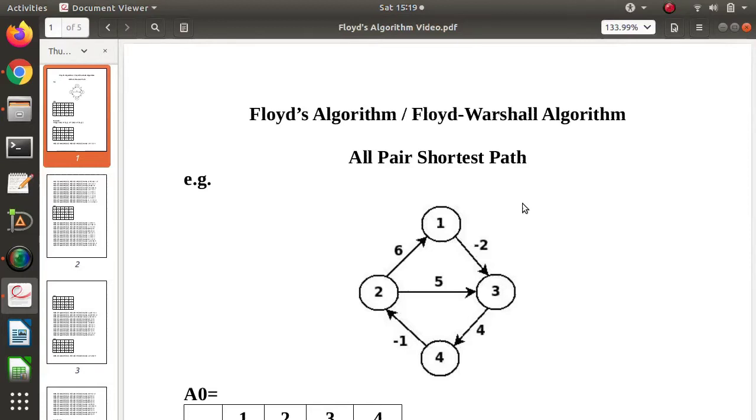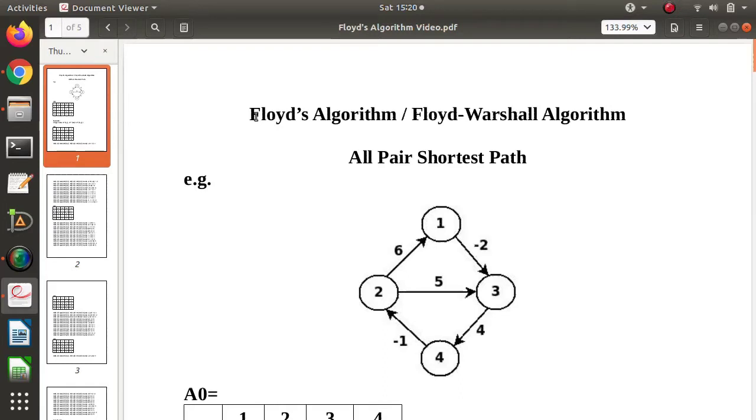In the last video, we saw the Dijkstra algorithm. Dijkstra algorithm is a graph algorithm used to find single node shortest path. What do you mean by single node shortest path? From a single vertex, from any vertex, we find the shortest path to reach all the other vertices. For example, the shortest path from 1 to 2, 1 to 4, 1 to 3.